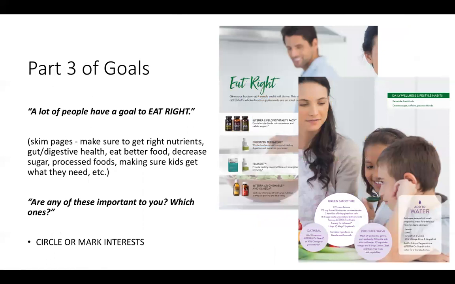And then the third part of getting their goals is just going through the different pages, just quickly going through, and you'll just say, a lot of people have a goal to eat right. And you'll be on that Eat Right page. And you might scan through some of those and say, some people are concerned about nutrients they're getting or digestive issues, maybe probiotics, and then ask, are any of these important to you? And they'll just kind of look at the page. If they seem like, oh yeah, eating right is important, great. You'll just circle it on the page. Or if there's a certain product, oh yeah, probiotics, my children, we usually get them from here, that would be something I'm interested in. Just go ahead and circle it.